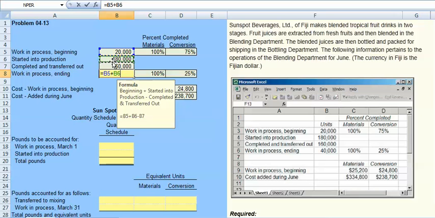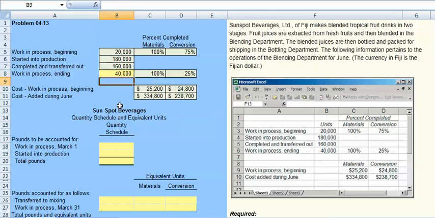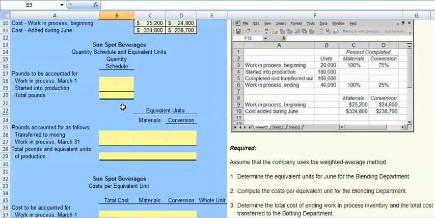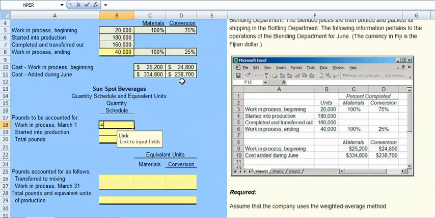So we've got 200,000 available. We transferred out, we're told 160. So we're going to have an ending work in process of 40,000 units. Let's go ahead and look at the quantity schedule. Work in process, March 1st. Link that to our beginning work in process cell up top. Started into production. Link that to our 180 right there.